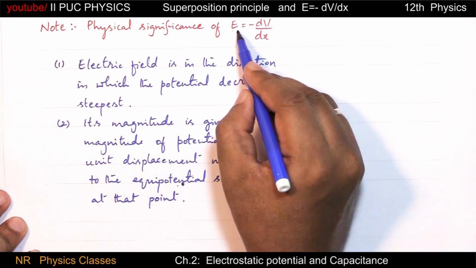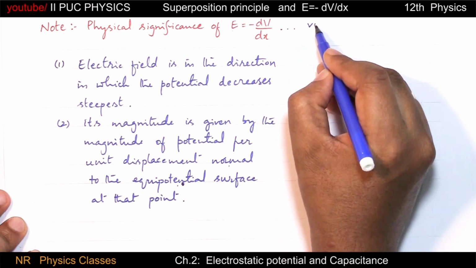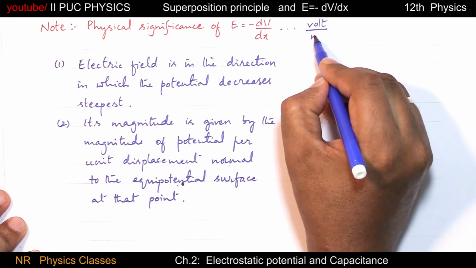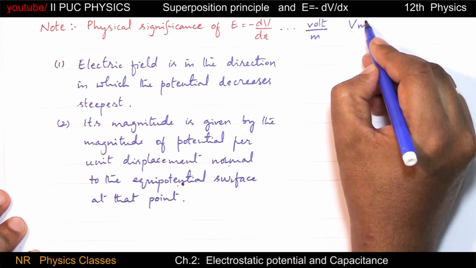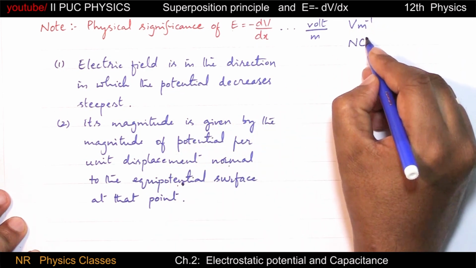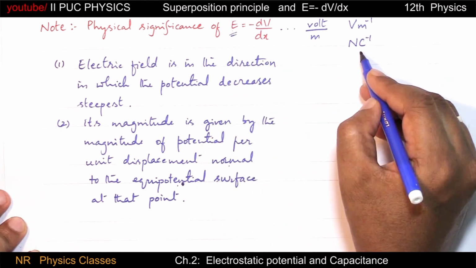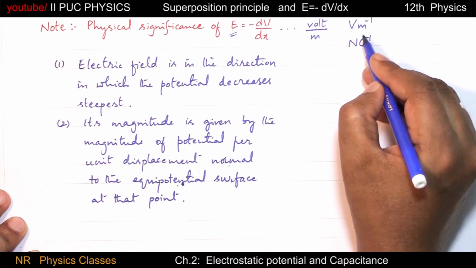So according to this equation, the unit of electric field is volt per meter. In the previous chapter we have seen that newton per coulomb is the unit of electric field, and also volt per meter. Okay.